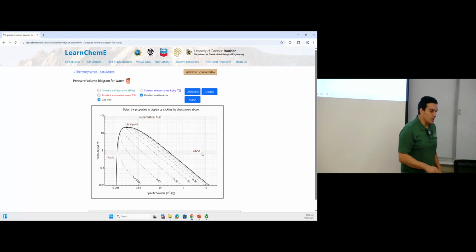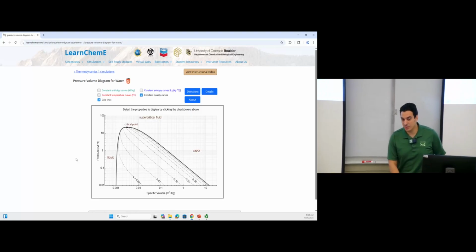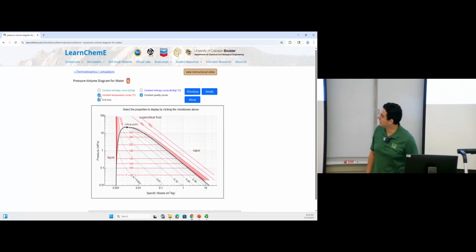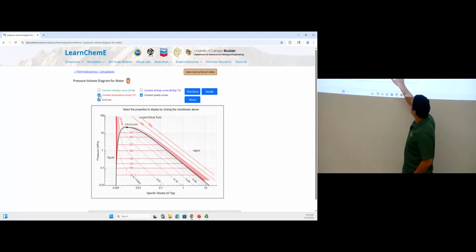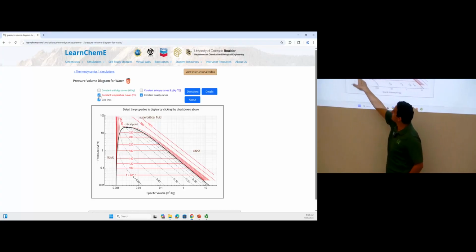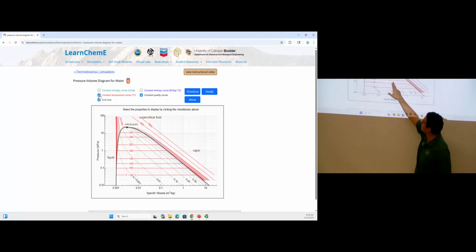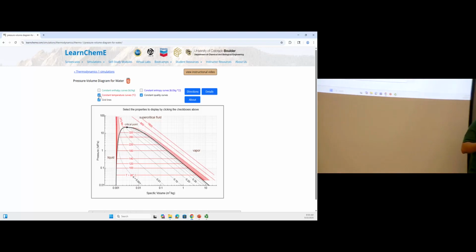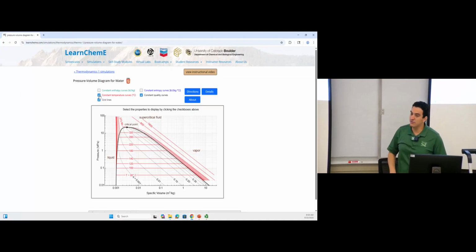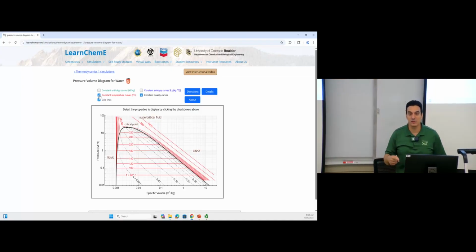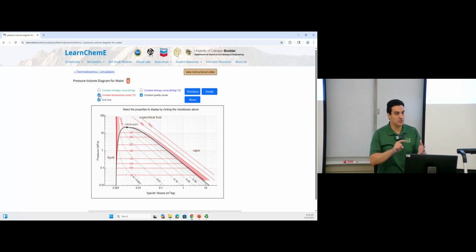But if you remember, we have some lines we displayed in the previous lectures. These red lines, we have a horizontal line here, and then the lines change. Only in the two-phase region do we have horizontal lines. Each of these lines represents temperature. So yes, this is a PV diagram, but you can still get the information about the relationship between pressure and temperature, between volume and temperature, by just displaying the lines that represent the temperature.